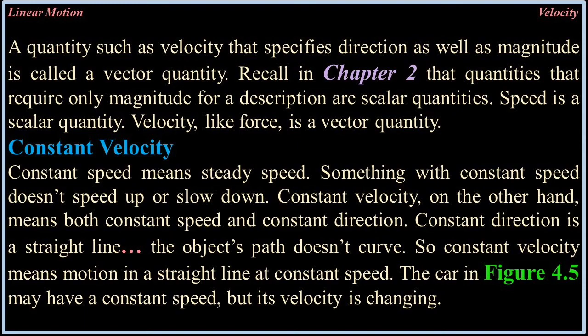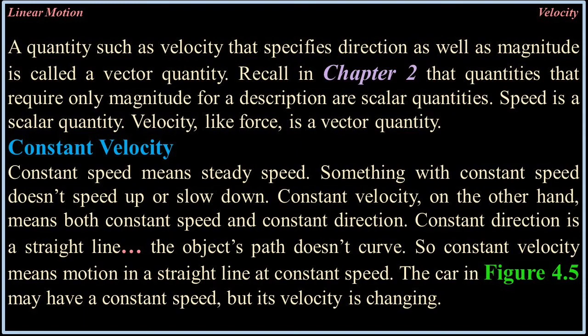Constant velocity. Constant speed means steady speed. Something with constant speed doesn't speed up or slow down. Constant velocity, on the other hand, means both constant speed and constant direction. Constant direction is a straight line. The object's path doesn't curve. So constant velocity means motion in a straight line at constant speed.